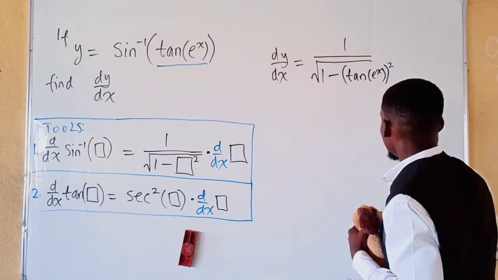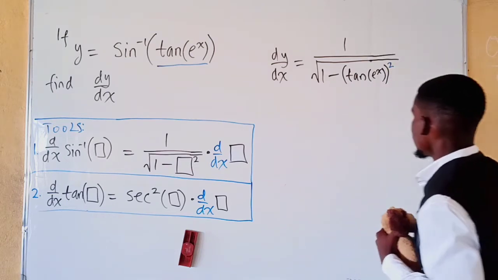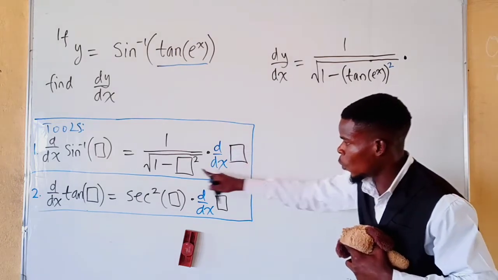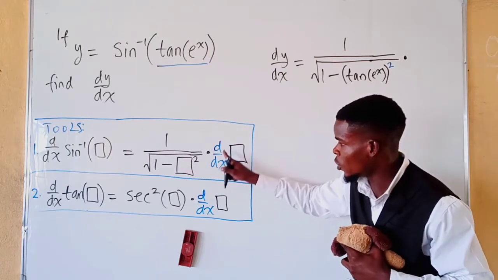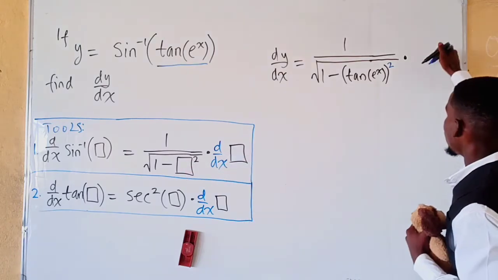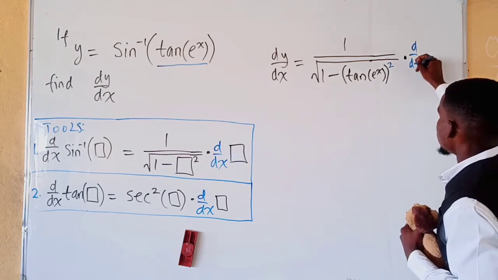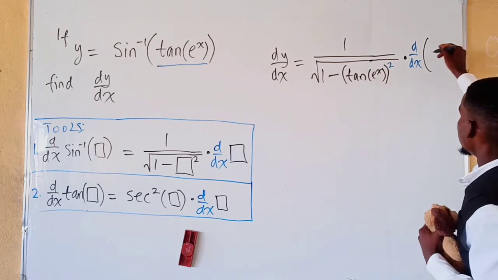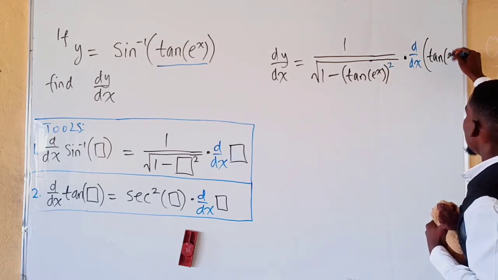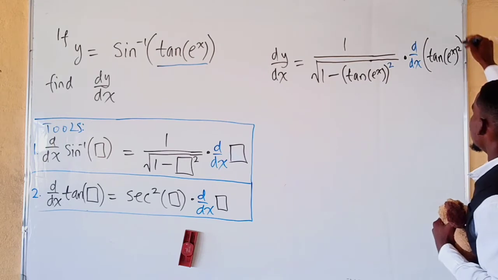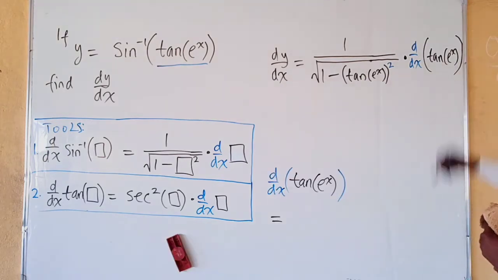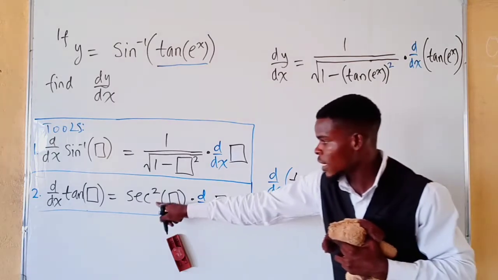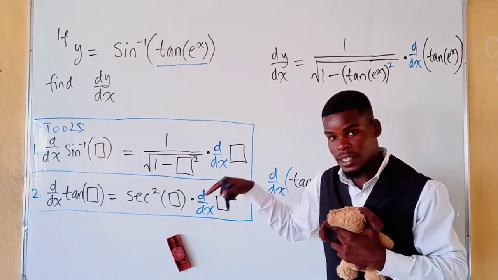So this is from the function. Then we multiply this with the derivative with respect to x of what we just squared. We squared tangent of e to power x, so I put this down as the derivative with respect to x of tangent of e to power x. The derivative with respect to x of tangent of something will be secant squared of that thing times the derivative of that inside.